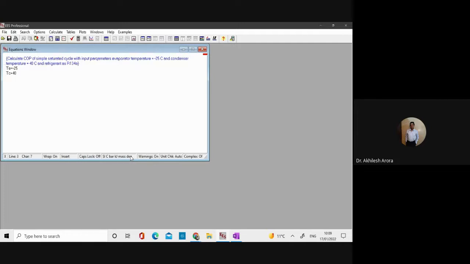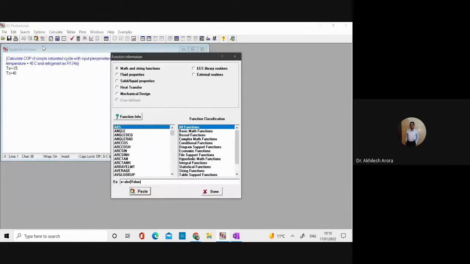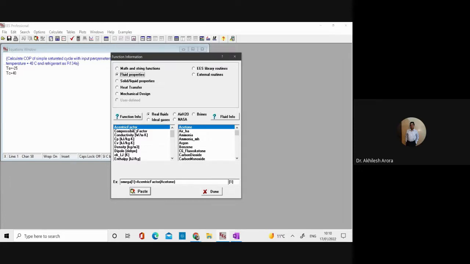Okay. Then now if I have to calculate the COP, I know what is the equation for calculating COP. Okay. So first point is I have to calculate the enthalpy at point number 1. This is what we have to calculate now. So let us go to options window. Then choose this function information. From here, choose the fluid properties. Then I need to see, you can see in this, you need to calculate the enthalpy. So this is enthalpy. And for enthalpy, you need a fluid also for which you want to calculate the enthalpy.